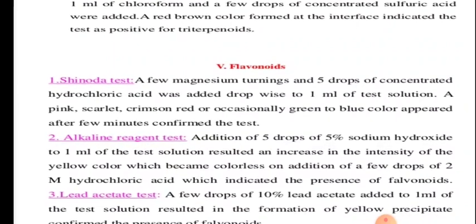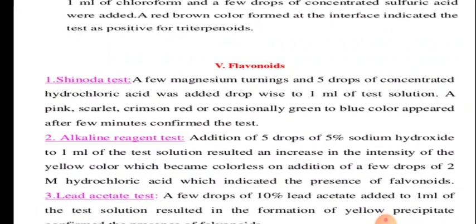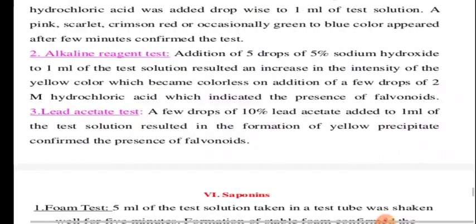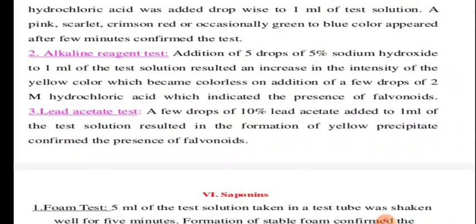Then flavonoids: the Shinoda test for flavonoids. A few magnesium turnings, 5 drops of concentrated H2SO4, then 1 ml of test solution, and it shows a pink color. So it shows the presence. Then the alkaline reagent test: 5 drops of 5% sodium hydroxide shows a yellow coloration.